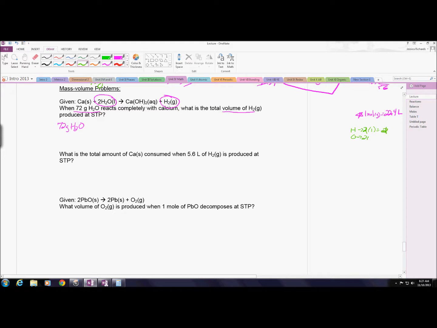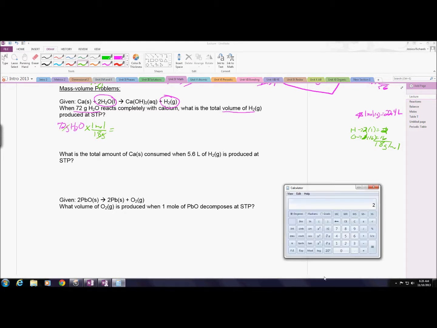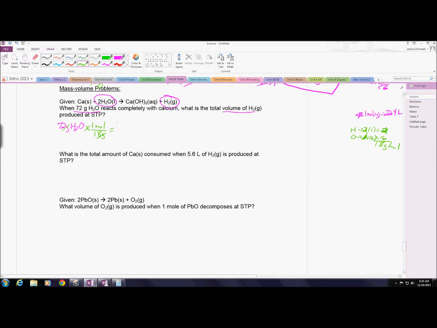2 particles of hydrogen at 1 each is 2. 1 particle of oxygen at 16 is 16 for a total formula mass of 18 grams per mole. So I'm going to multiply this by every 1 mole has a mass of 18 grams, and 72 divided by 18 gives us 4. So I have 4 moles of water.